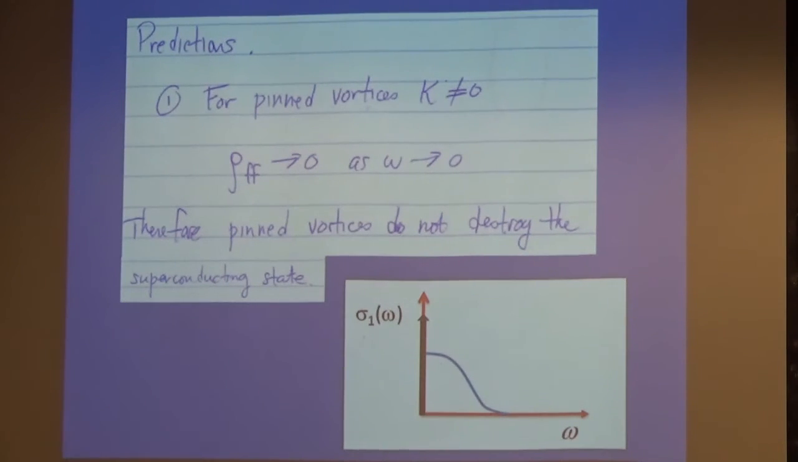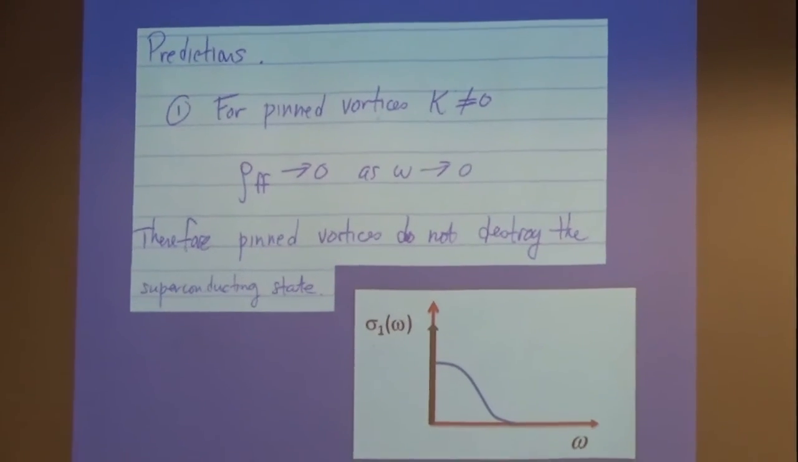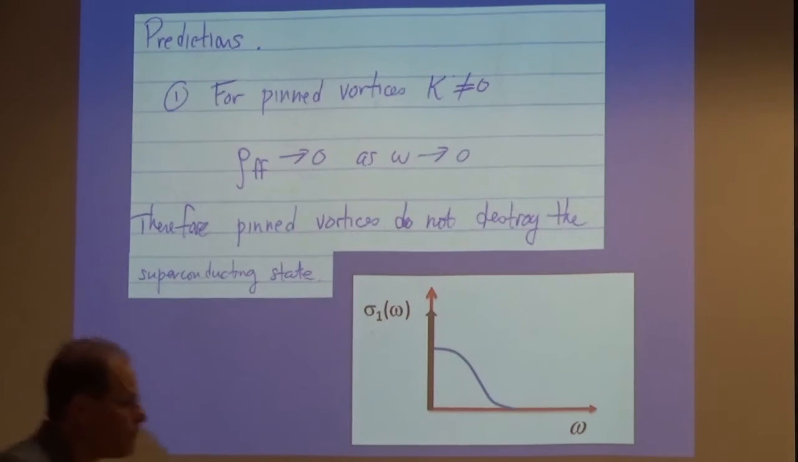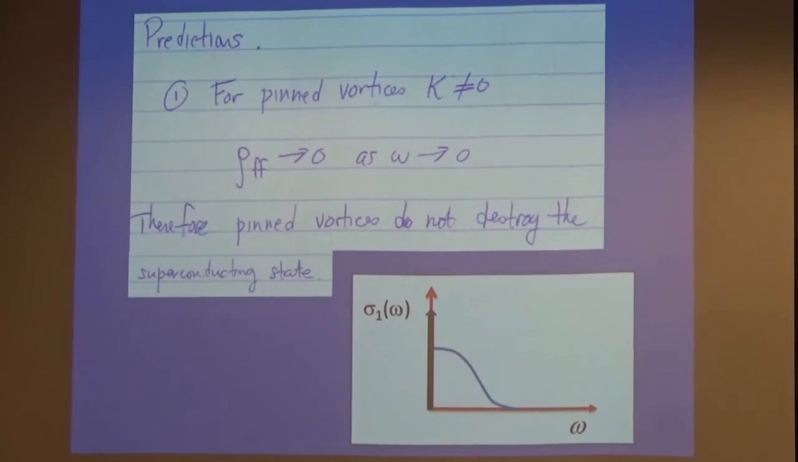Okay, so I guess this is a little related to what Sam was saying. I have here, for pin vortices, then maybe that, yeah. So what I'm saying here is that if I look at the K, I don't know if this is a misoffending equation here.